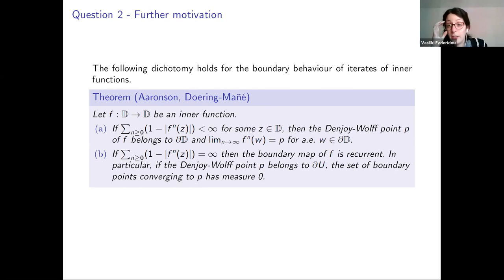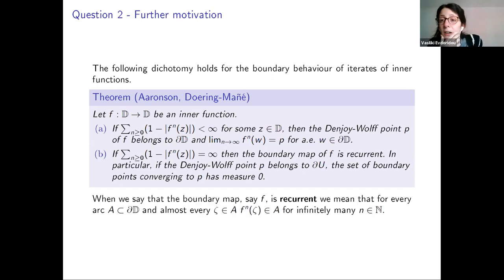So this was the nice case. And in the case where the sum is divergent, we say that the boundary map, again, as Lasse said, in terms of non-tangential limits that exist almost everywhere, is recurrent. And we are particularly interested in an implication of this, which is that whenever the Denjoy-Wolff point is on the boundary, then the set of boundary orbits converging to this under iteration has measure zero.